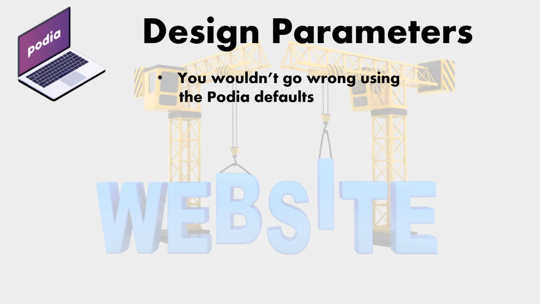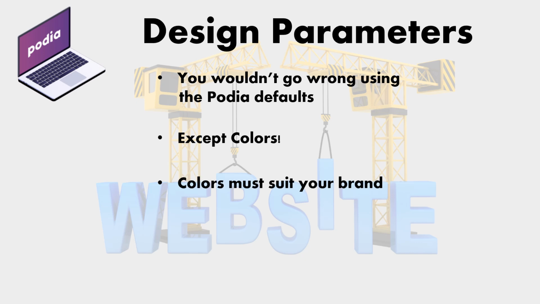That's it. We covered a lot in the design class. It may seem overwhelming, but you wouldn't go wrong using the Podia defaults, except with the colors. The color section is the one design area you should work on and make necessary changes to suit your brand. In our next class, we cover settings, domain, and cookies.